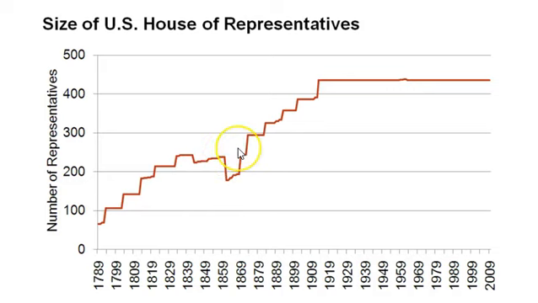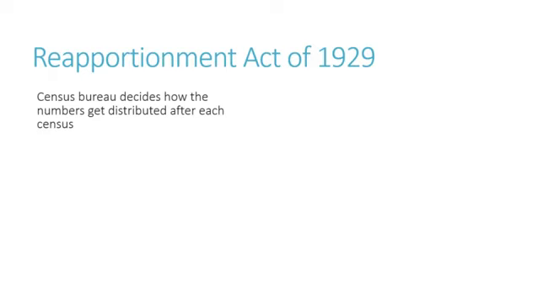This would be the Civil War when part of the country left for a little while. Then we can see it going back up and up and up, and then it's pretty much static for a while. That is because we are currently at 435 members of the House of Representatives, and there is actually a law in place that it will stay at 435. Unless there is a new law passed by Congress increasing the number of House members, it will stay at 435 indefinitely.